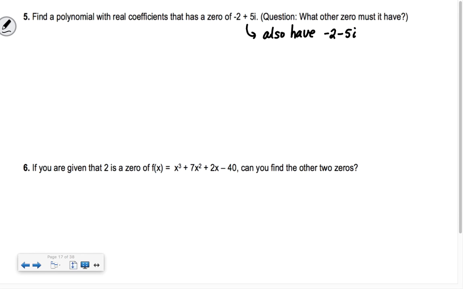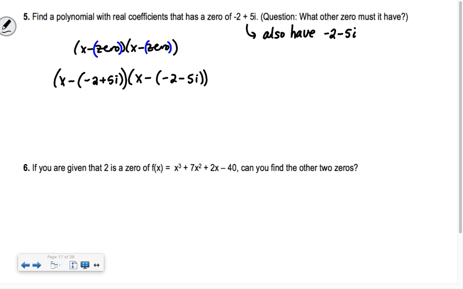This one is a little bit tricky, so pay really close attention, okay? If I'm going to have a 0, remember how I was always setting it up as x minus each 0, x minus each 0, and so on? When you have something like -2 plus 5i, that two-term thing, a binomial, you need to put parentheses around your 0, because we want to make sure we distribute that negative in. So we're going to write it as x minus parentheses -2 plus 5i, and then x minus parentheses -2 minus 5i. And we're going to multiply these together to get our polynomial.